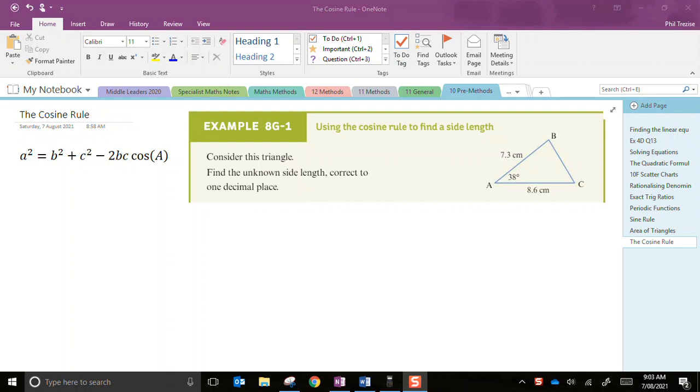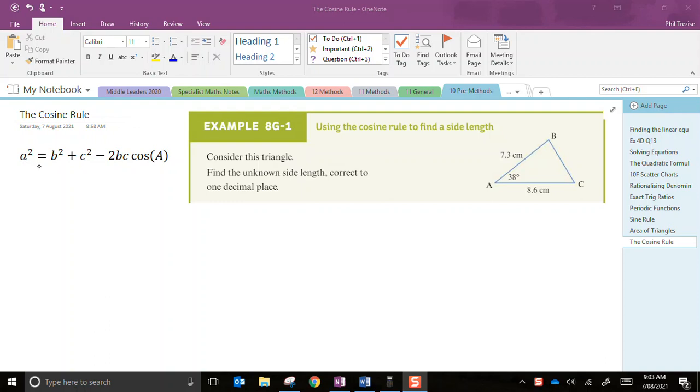Hi everyone, this lesson is about the cosine rule. This is another one that applies to any type of triangle, so scalene triangles, obtuse triangles, even right angle triangles, but it's more useful in scalene triangles. If we have right angle triangles, we just have the normal old SOHCAHTOA. So here is the cosine rule.